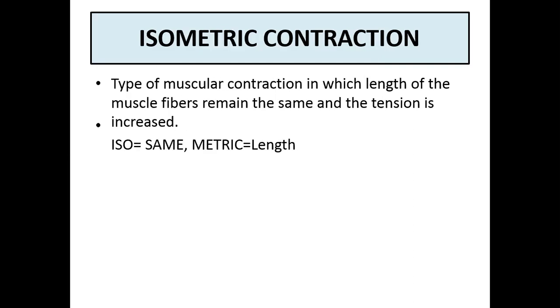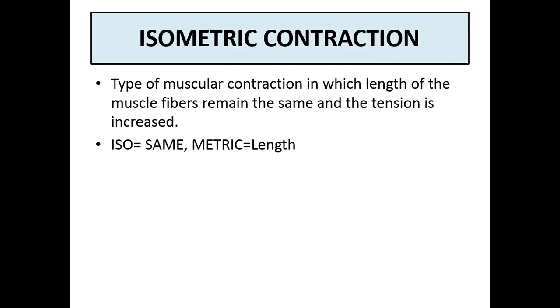The next type of contraction is isometric contraction. Iso means same, metric means length. In this type of contraction, the length of the muscle fiber remains the same, and the tension is increased. This is called isometric contraction. Examples include contraction of the muscles which help maintain posture against gravity, or whenever you push a heavy object like a wall. There is contraction of the arm muscles, and that is called the isometric type of contraction.